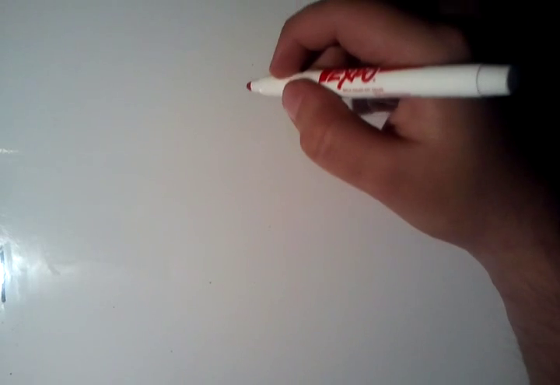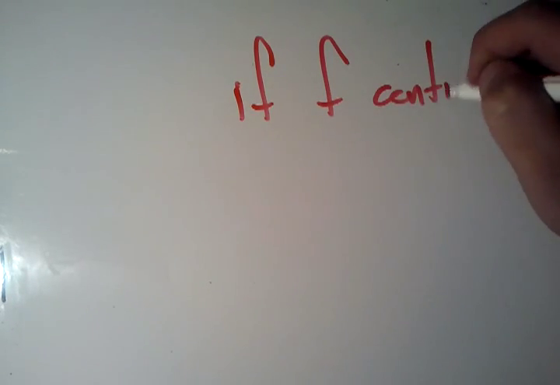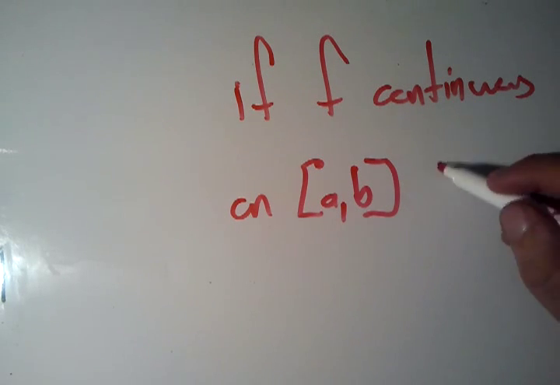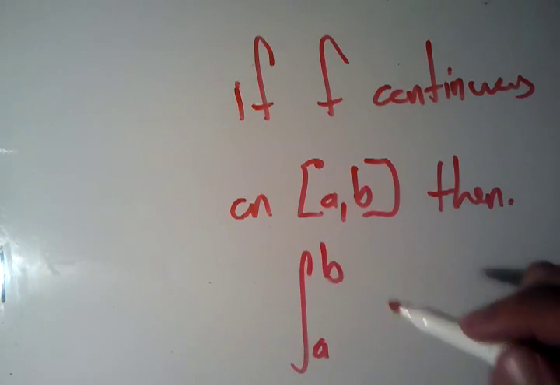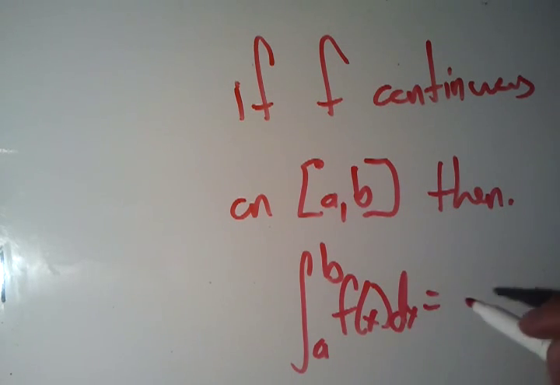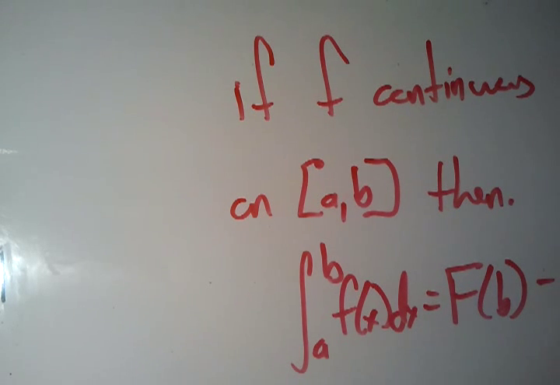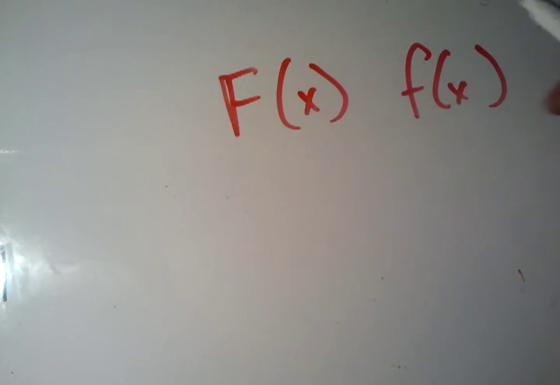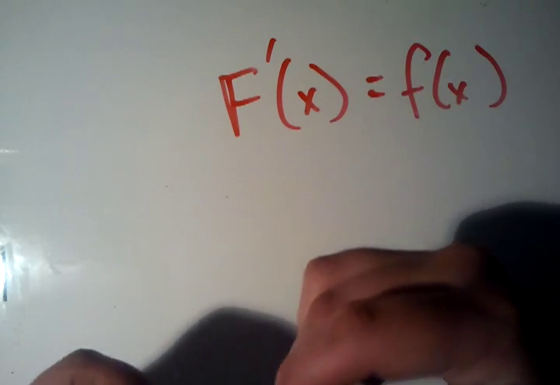So let's look at how to prove it. First, let's write down the formal statement. The formal statement says we have to put some conditions. If f is continuous on the closed interval [a, b], then the integral from a to b of f of x dx equals F of b minus F of a, where big F is any antiderivative of little f, and that means that big F prime is equal to little f. So we know that. Let's try to prove it.